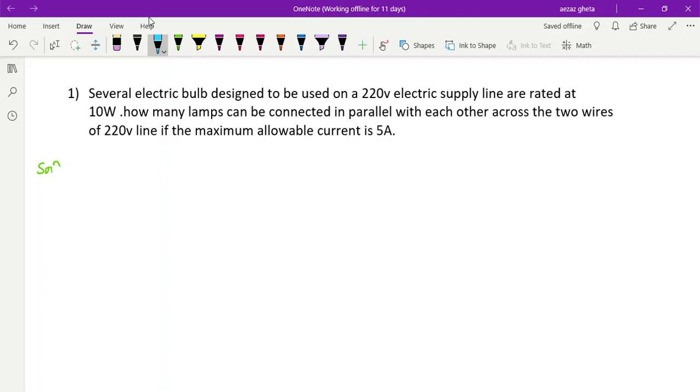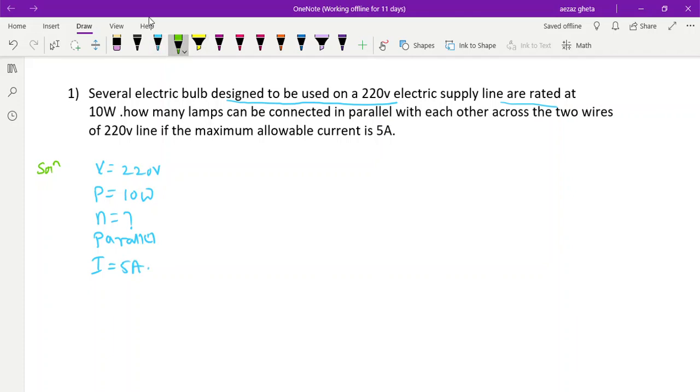Several electric bulbs are designed to use on a 220 volt electric supply. The power supply is 220 volt. They are rated at 10 watt, so each bulb's power is 10 watt. How many lamps, N equal to question mark, can be connected in parallel with each other across two wires of a 220 volt line? The maximum allowable current is 5 amps.